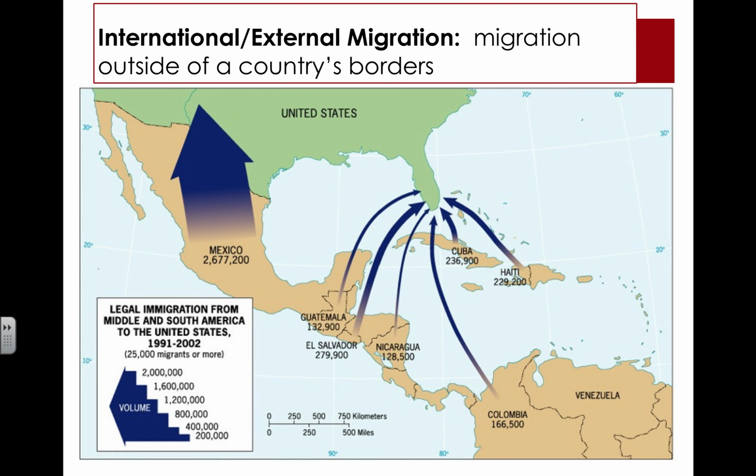An international migration is also known as an external migration. So that's when someone migrates outside of their country's borders. Here are some of the most common trends in migration. This is through 2002, so certainly out of date, but these general trends continue to be prevalent, as you see on this map. So these are international or external migration.